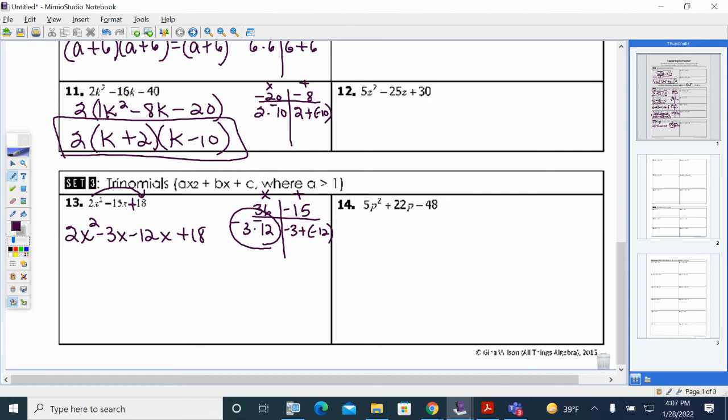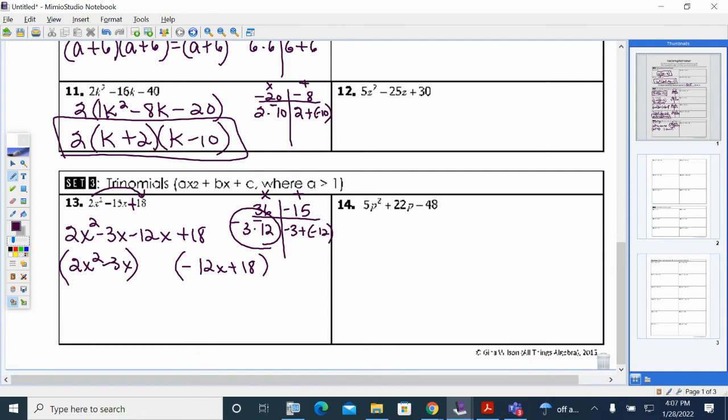It's not another section. So let me review you quick on factoring by grouping. When we have 4 or more terms, we factor the polynomial by grouping. So I'm going to take these first 2 and I'm going to group them together. And I'm going to take the negative 12x plus 18 and I'm going to group them together.